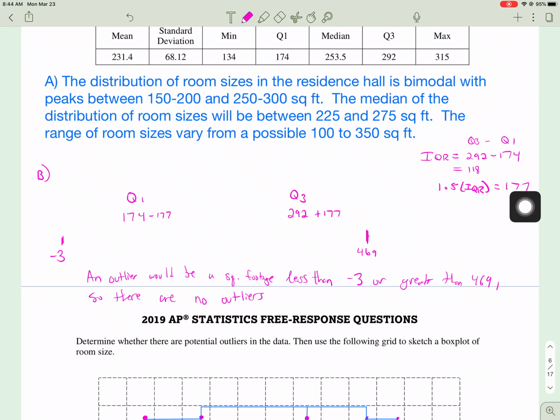1.5 times that is 177. So take quartile 3, make your fences. Add 177 to Q3, subtract 177 from Q1. You go between 469 and negative 3. So an outlier would be a square footage less than negative 3 or greater than 469, which minimum 134, maximum 315. We do not have that, so there are no outliers.